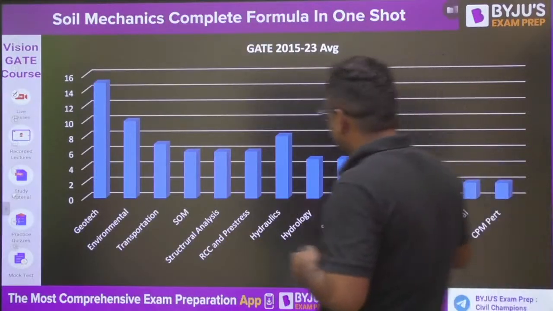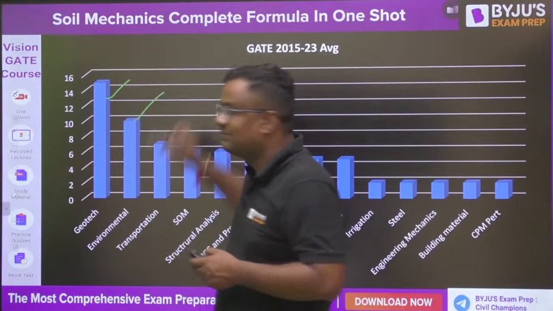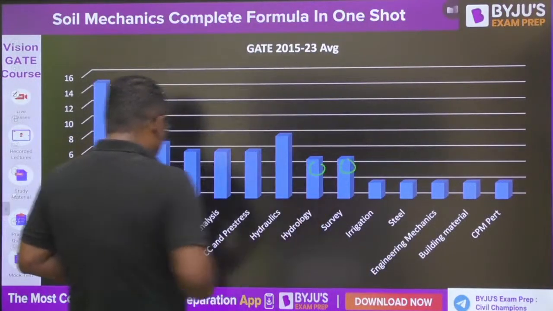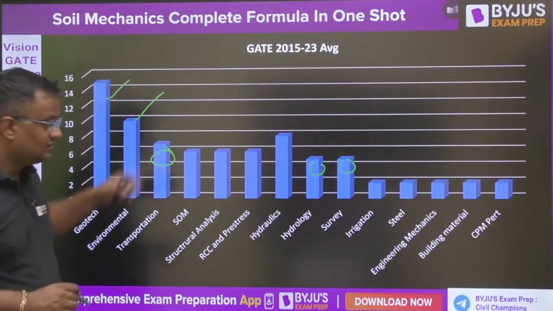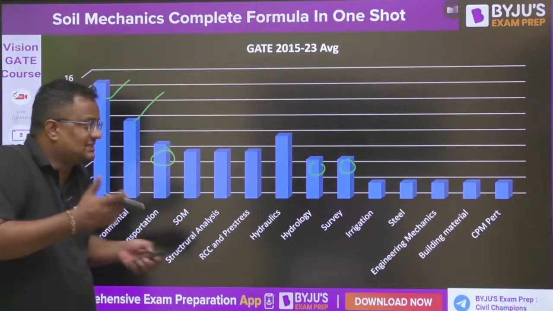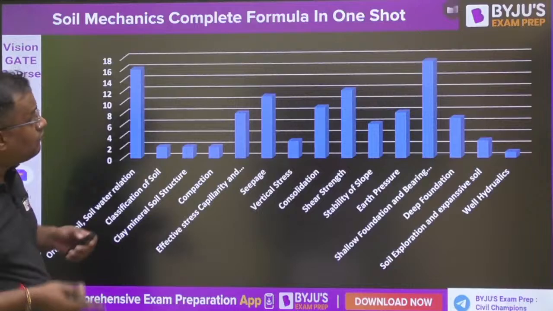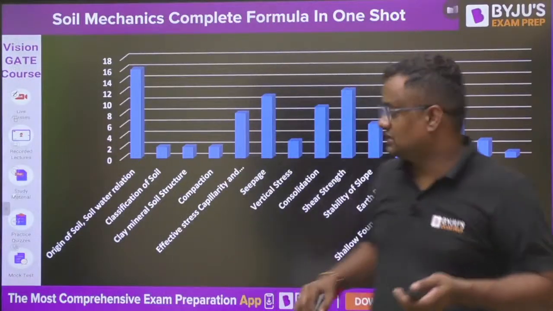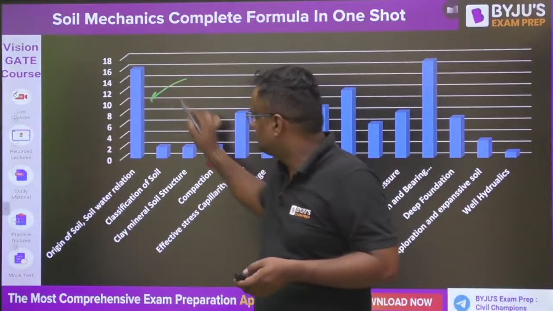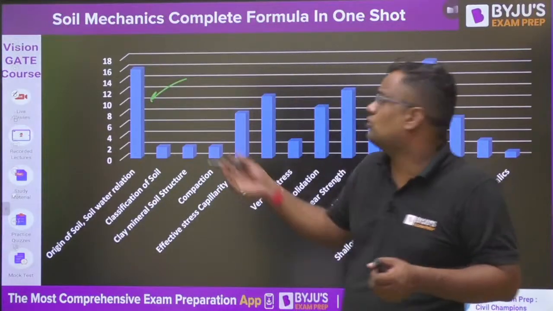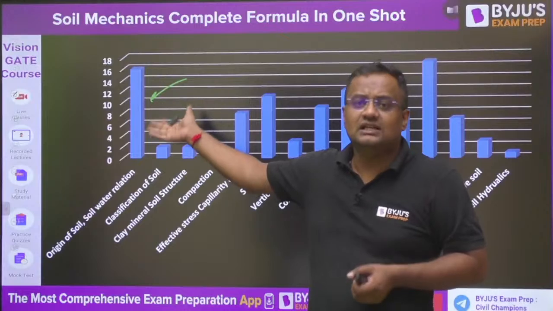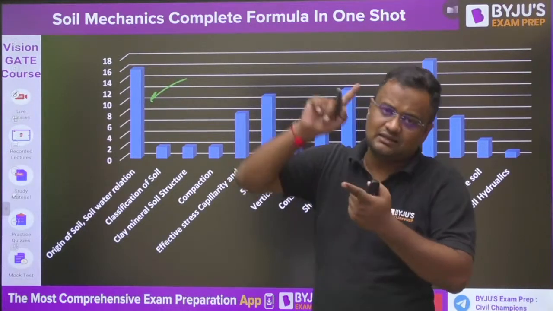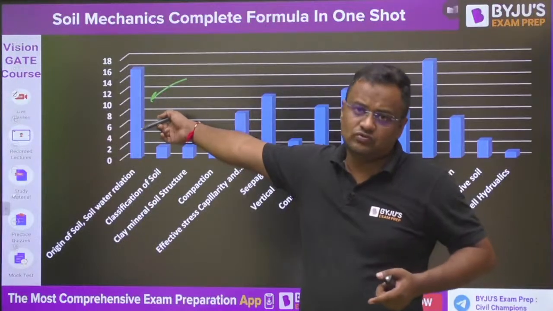Yes, this is the distribution. You can see that geotech and environment have the highest weightage, but subjects like survey, hydrology and highway do not have a very vast syllabus and are still very scoring. From soil mechanics, the maximum questions are asked from soil relationships, the phase diagram. Even if a question is not asked from there, it is still very important, because in soil mechanics, foundation and consolidation, these terms will be used everywhere.